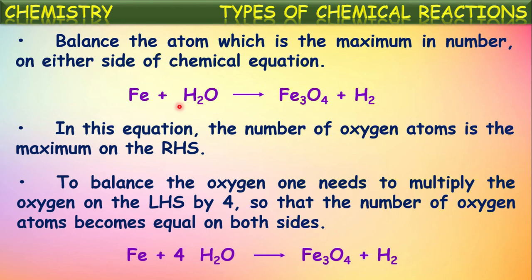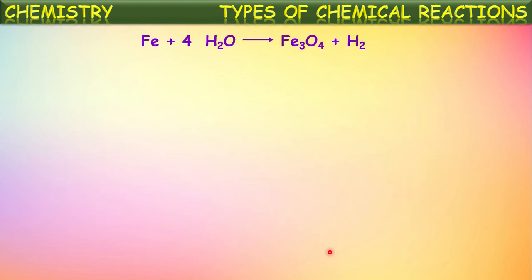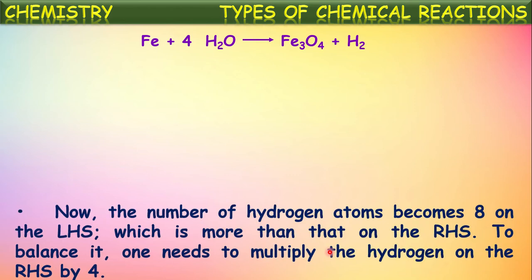Fe plus 4H2O gives Fe3O4 plus H2. Now if you observe here, the number of oxygen atoms on the left hand side is 4 and on the right hand side also 4. So oxygens are balanced with this. Okay, see, oxygens are balanced now.